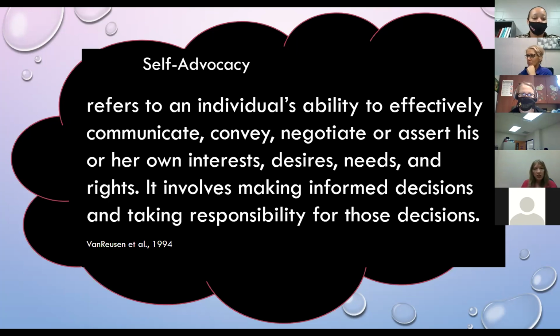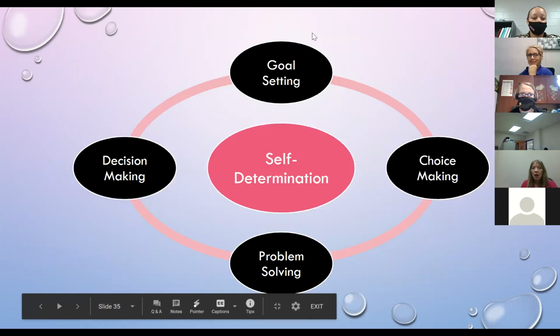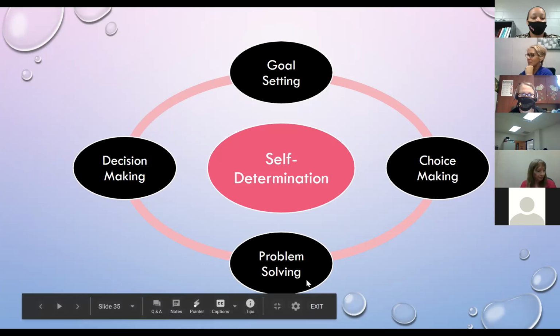Okay. So once a student has been able to master some of those self-skills, they are said to be able to lead more self-determined lives. They can set goals, make choices, problem solve, and make decisions. And then have happy, independent lives after high school.